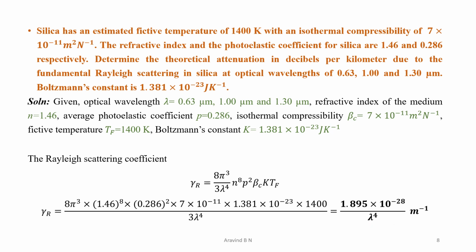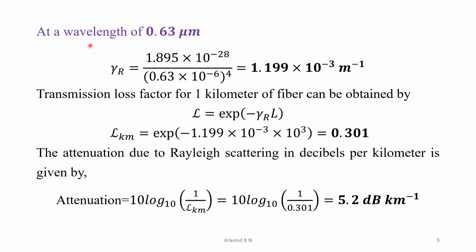Now for each value of lambda, further we are going to make the calculation. In the first case, when lambda is equal to 0.63 micrometer, gamma r will be, so this part has already been calculated, now we are substituting 0.63 micrometer, so 0.63 into 10 to the power of minus 6 to the power of 4. By solving this, we are going to get 1.199 into 10 to the power of minus 3 per meter.